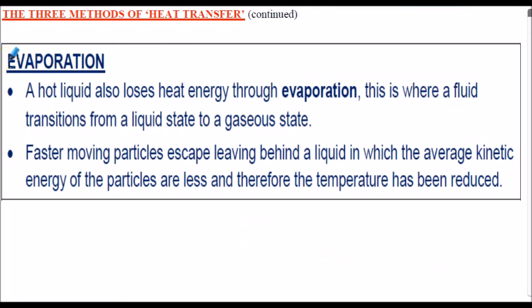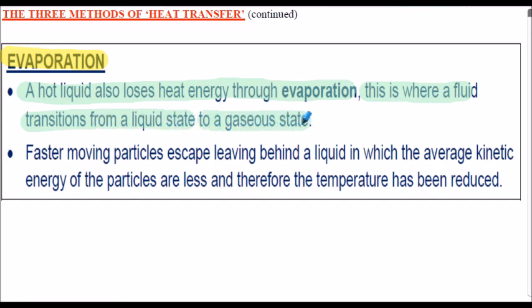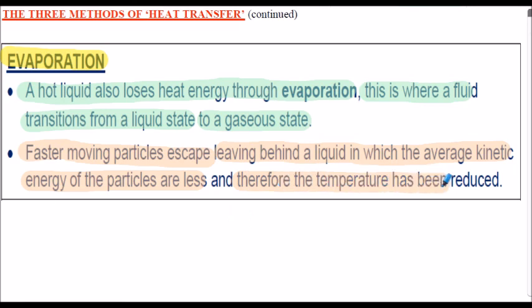Let's briefly consider evaporation. A hot liquid also loses heat energy through evaporation. This is where a fluid transitions from a liquid state to a gaseous state. In this process, faster moving particles escape, leaving behind a liquid in which the average kinetic energy of the particles is less, and therefore the temperature of the liquid has been reduced.